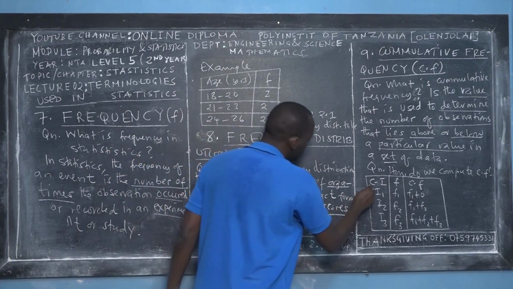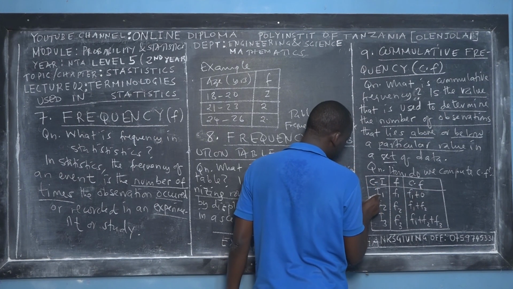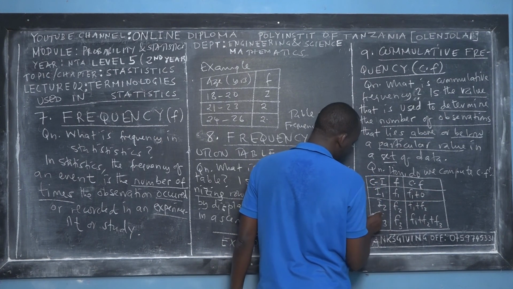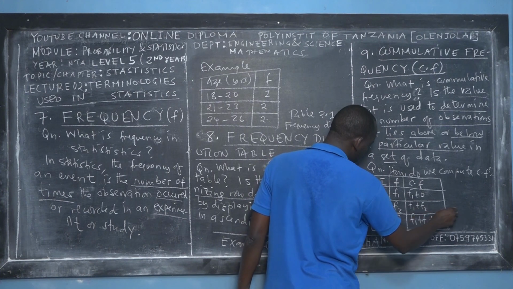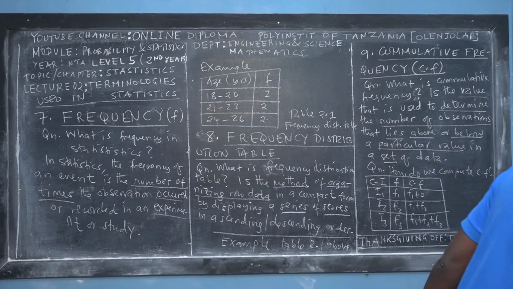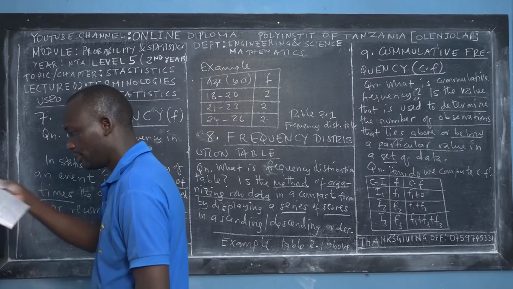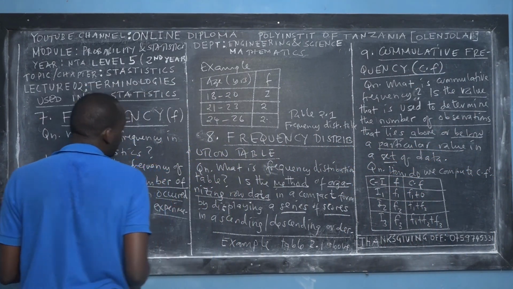Right, so this is the first row, this is the second row, this is the third row. That's how we can compute. You can take an example of cumulative, meaning how we can compute the cumulative frequency.